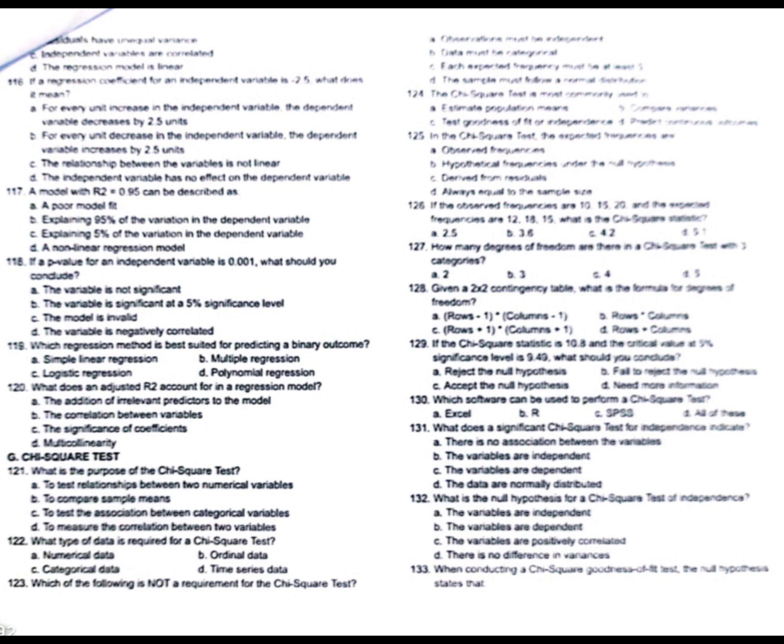122. What type of data is required for chi-squared test? It must be categorical, so letter C. 123.